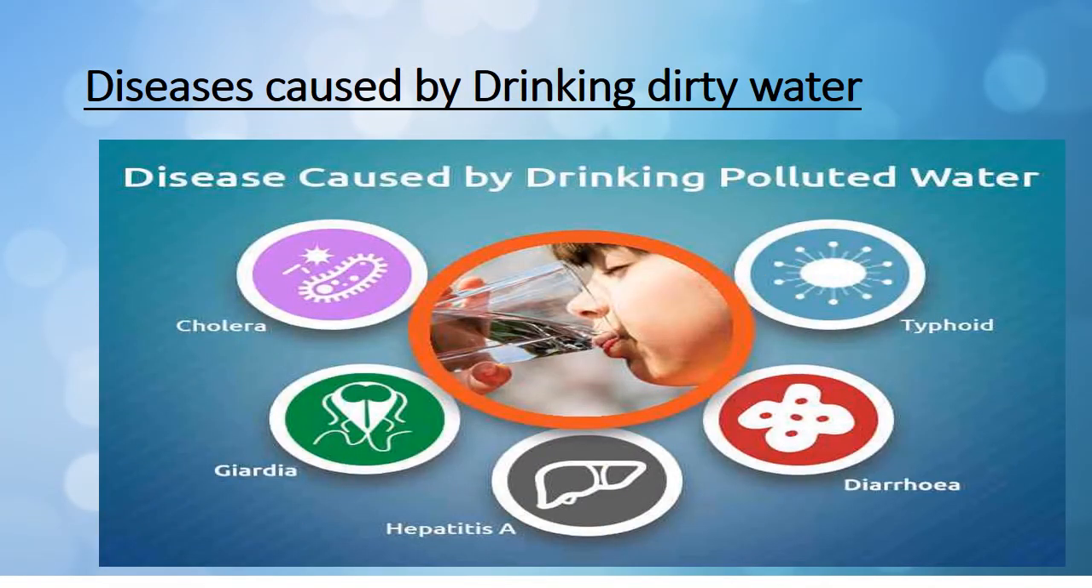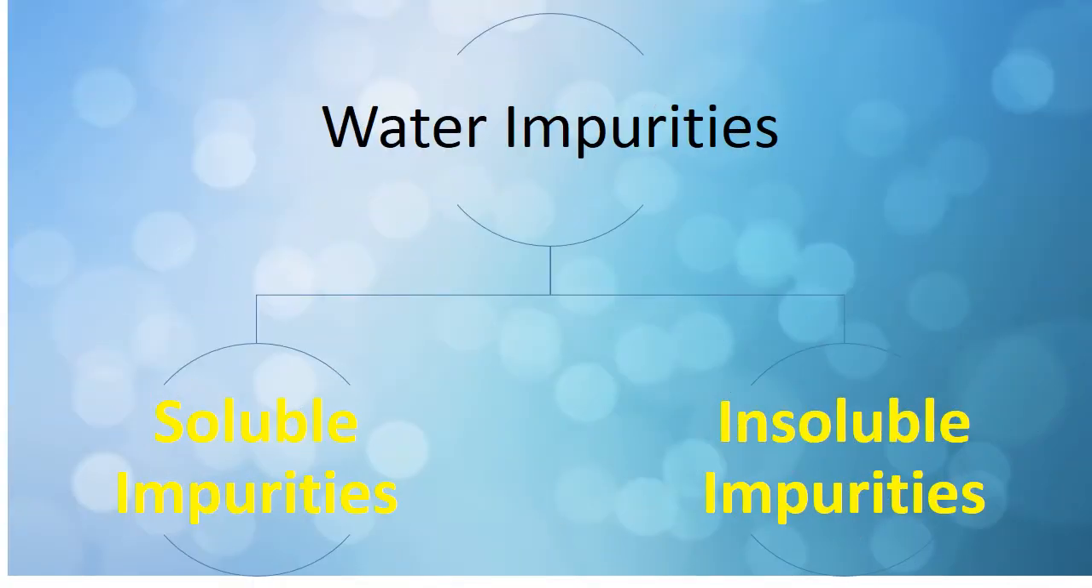As we saw, these are the causes of water pollution, and nowadays water is very much polluted, so it is very unsafe to drink polluted water, as drinking polluted water can cause many severe diseases like cholera, hepatitis A, diarrhea and typhoid. So, to avoid getting these severe diseases, we should first know what impurities are present in water.